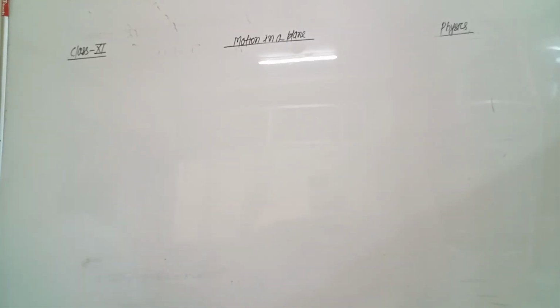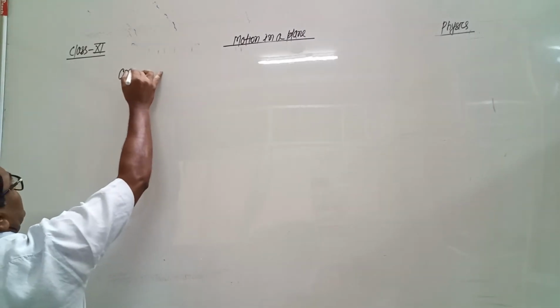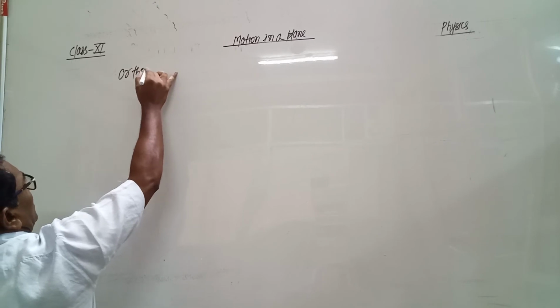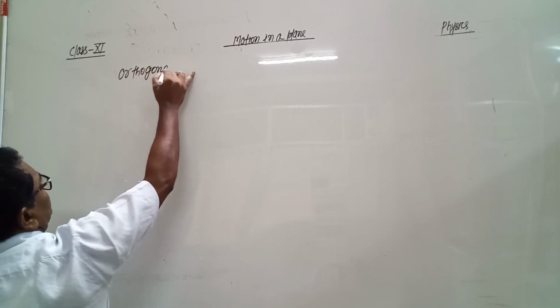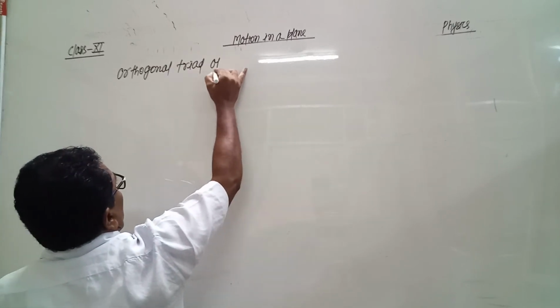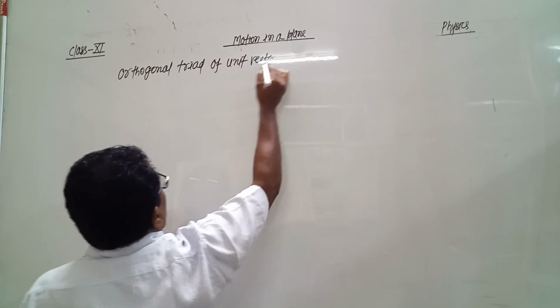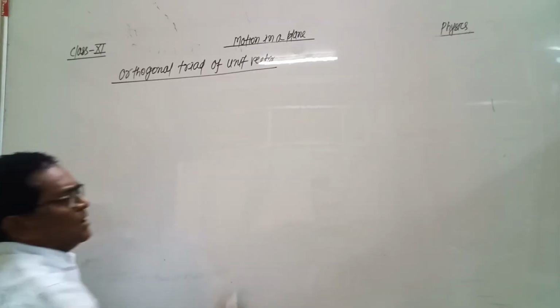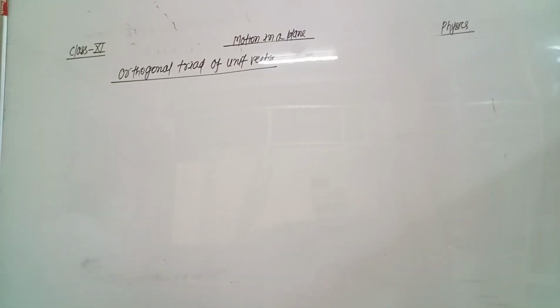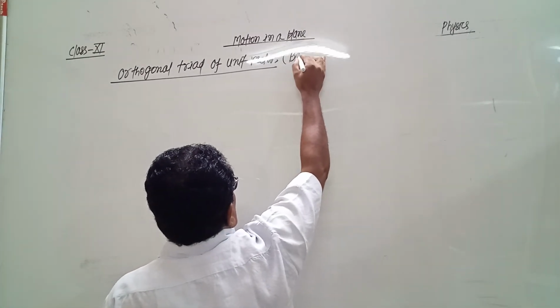Now the next topic which we discuss: orthogonal triad of unit vectors, or base vectors.